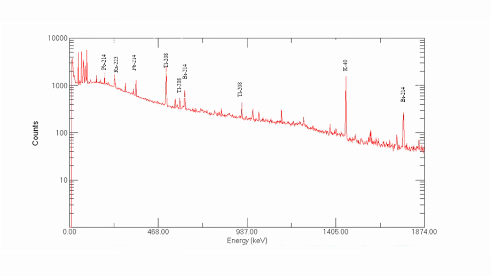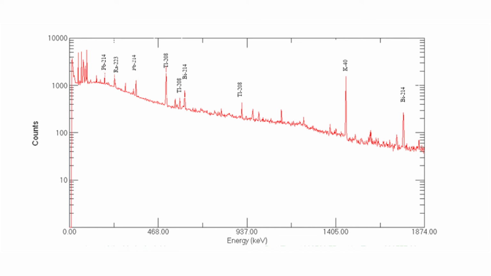Indeed, ourselves, we also contain a certain amount of potassium. Of that, 0.01% is potassium-40. So we all actually have and emit a very small amount of gamma rays. So we see other things here from the natural decay series like bismuth and lead and so on.